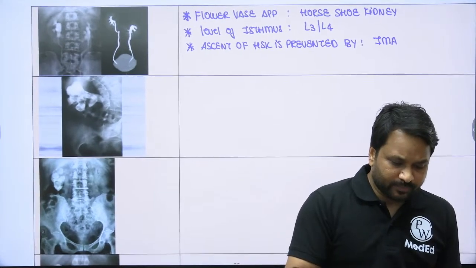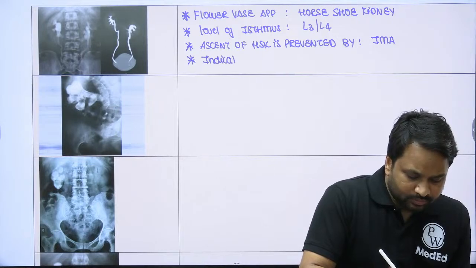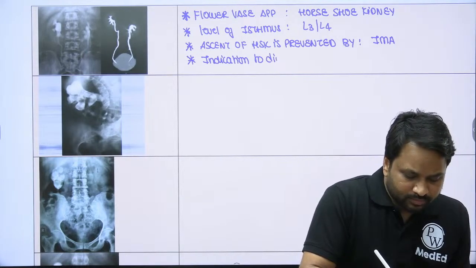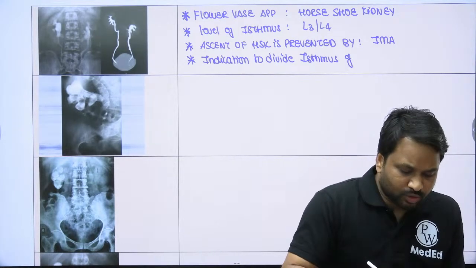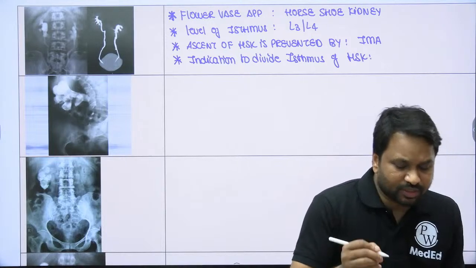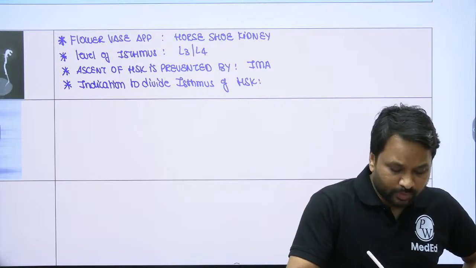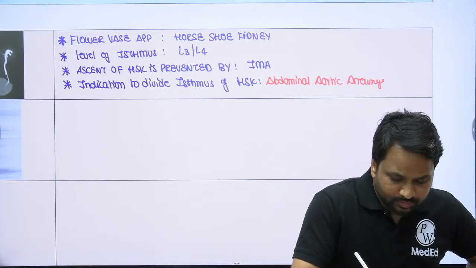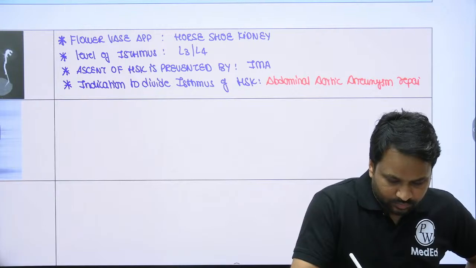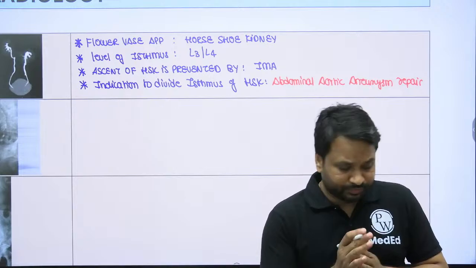Absolutely correct, right? Okay. What is the indication to divide the isthmus of the horseshoe kidney? In fact, there is only one indication where you would divide the isthmus, and that is if you are doing an abdominal aortic aneurysm repair.